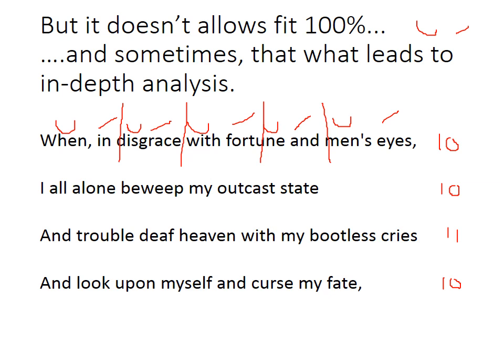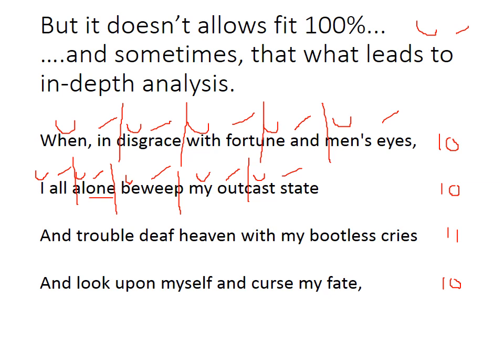Same thing with the second line. I all alone. And remember, the word alone, the second part of that word is automatically stressed. And the same thing with beweep. Beweep. We don't have a choice. We can't change it. So we have 1 foot, 2, 3, 4, 5.